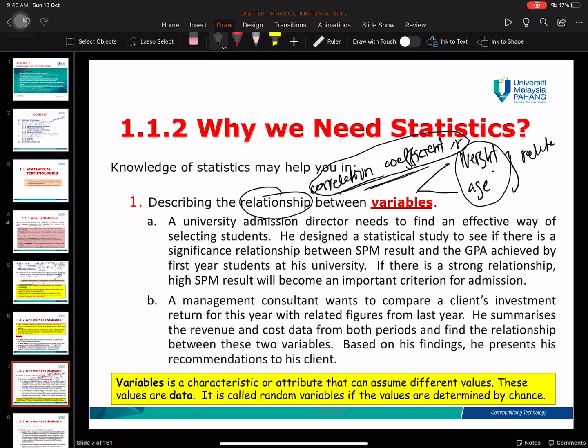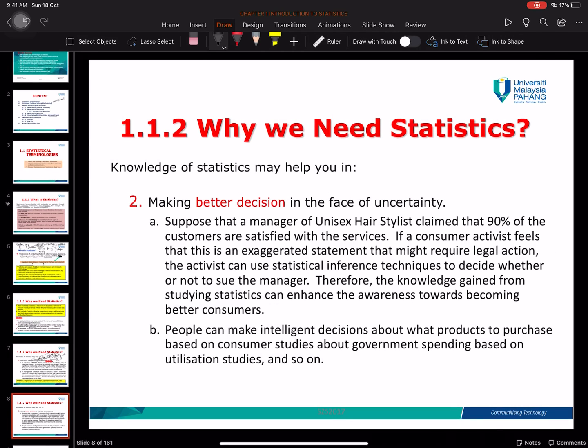Scientifically, a variable is a characteristic or attribute that can assume different values. These values are the data. It is called a random variable if the values are determined by chance. So the weight and age here are variables. The values that we collect to represent weight and age are data.